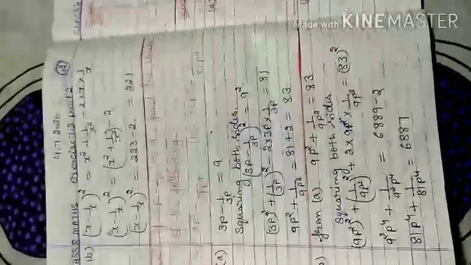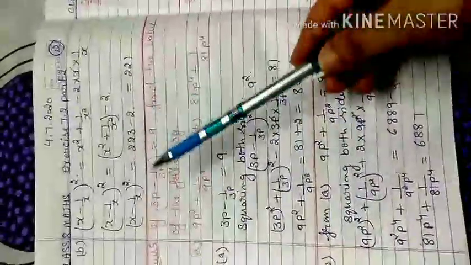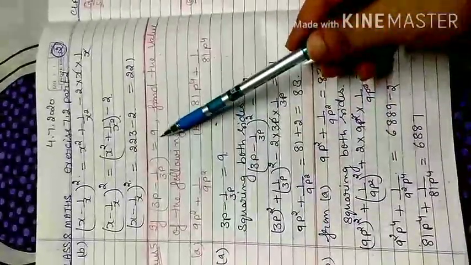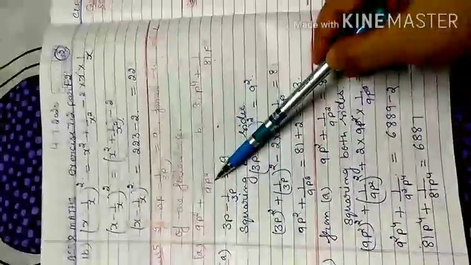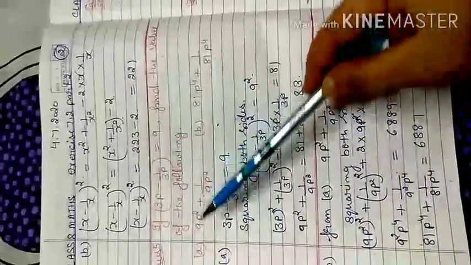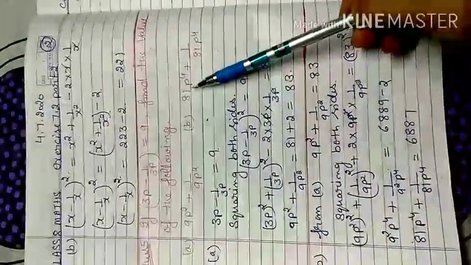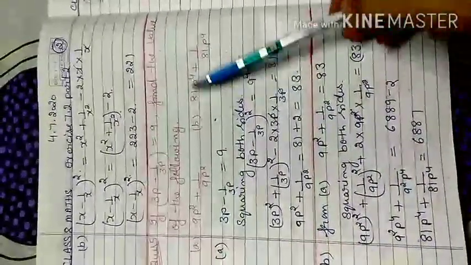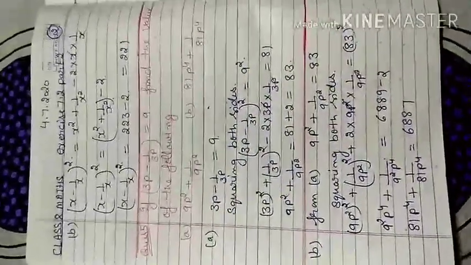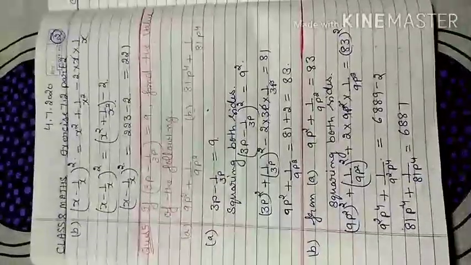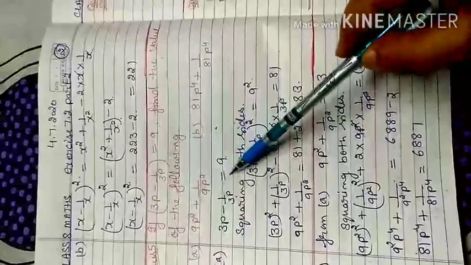Next is your question number 5. That is the same type we just discussed: 2p minus 1 by 2p. Now I have a condition given: 3p minus 1 by 3p is equal to 9. First I will have to find the value of 9p square plus 1 by 9p square. If you look at these terms, they are the square of these two terms, and the second term is 81p4 plus 1 by 81p4. This is the square of this a part term. So for finding the b value, first you have to find the a value, then go further with the squaring. Now here 3p minus 1 by 3p is equal to 9.